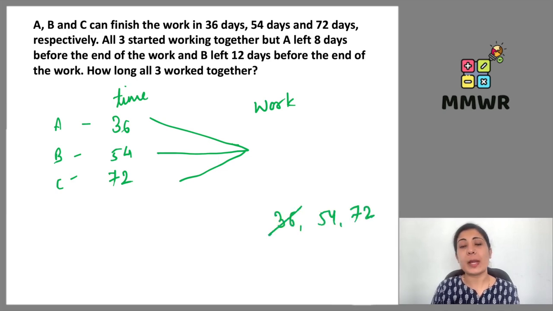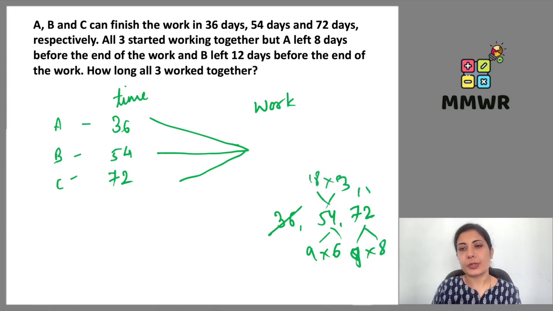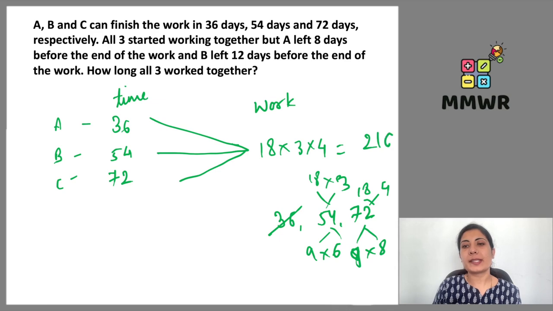We know 36 divides 72 completely. So 9 sixes are 54, 9 eights are 72, or we can write it as 18 threes and 18 fours also, right? So the LCM is going to be 18 multiplied by 3 multiplied by 4, which is 216, right? So efficiency can be found: 36 sixes are 216, here we will get 6, here it will be 4 and here it will be 3, right?